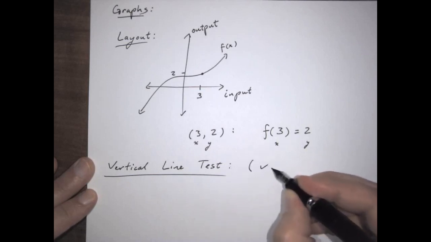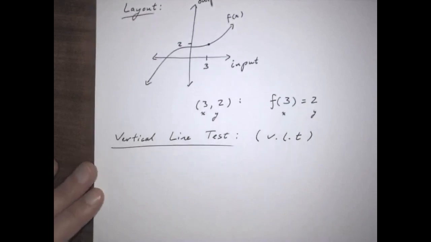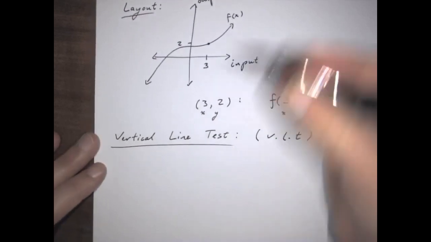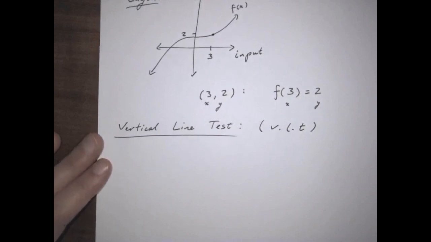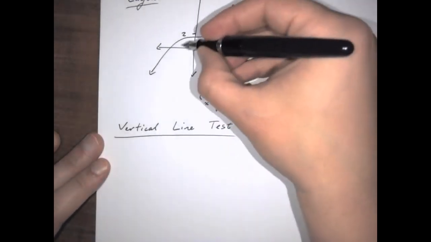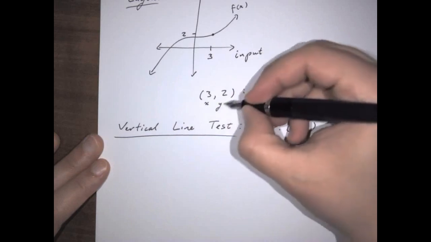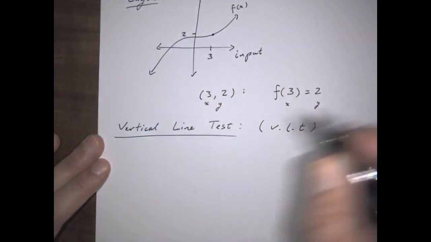Or commonly abbreviated VLT. So the vertical line test, the VLT, gives you a way to determine whether a given graph is indeed a function or not. And the important thing about it is that if you have a graph, no two y values can have the same x coordinate.